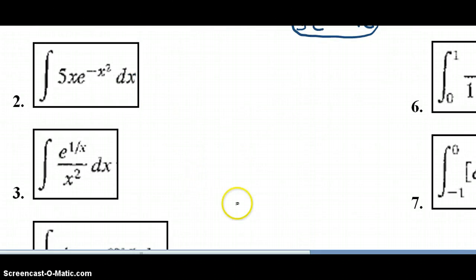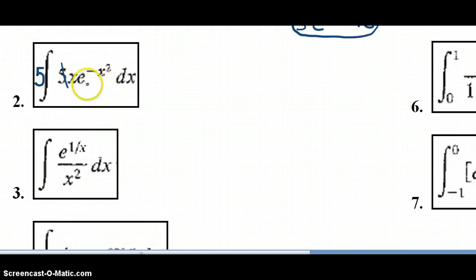Second example here is the integral of 5x times e raised to the negative x squared dx. And this was obviously more complex than the first example, but this is definitely one where you should know I got to use a u sub because I've got a product. So the first thing I'm going to do is take that 5 and I'm going to put that in front of my integral, so I don't have to worry about it until I actually start integrating.